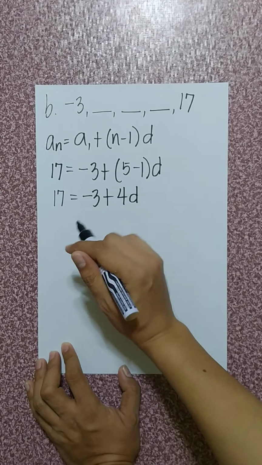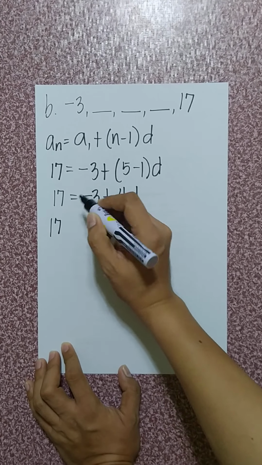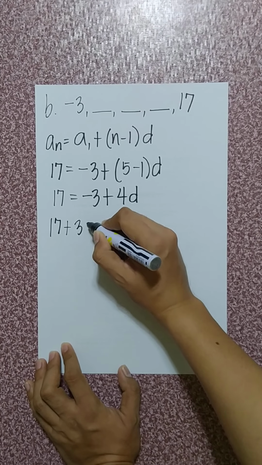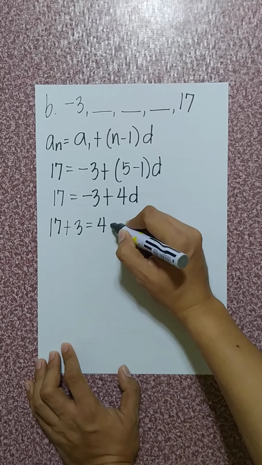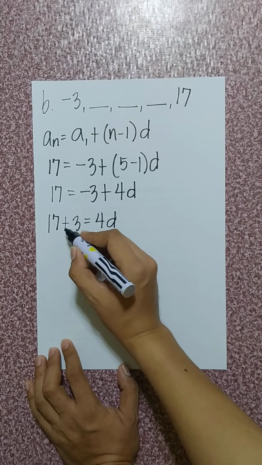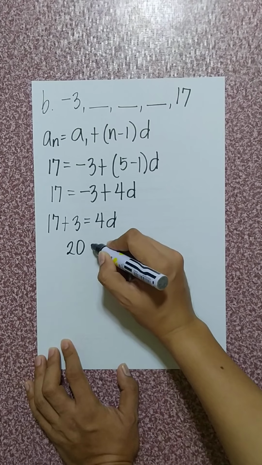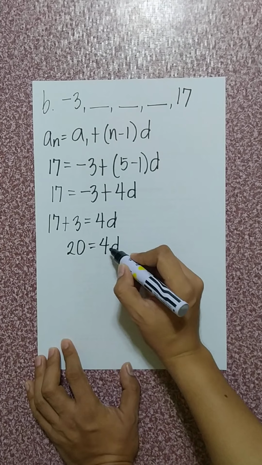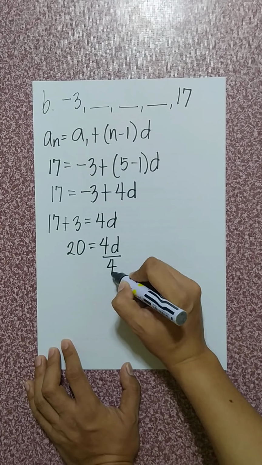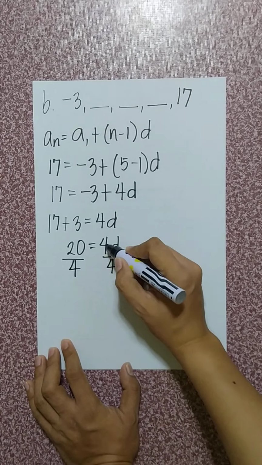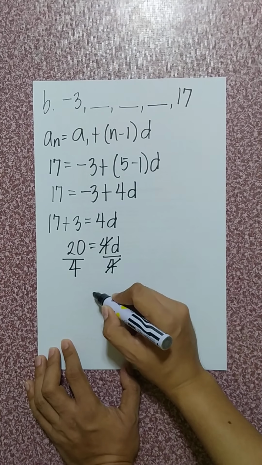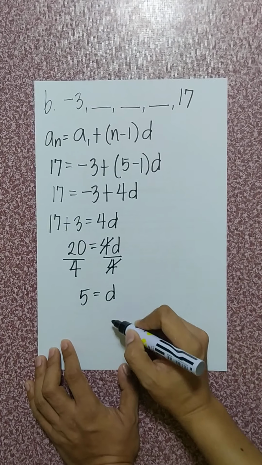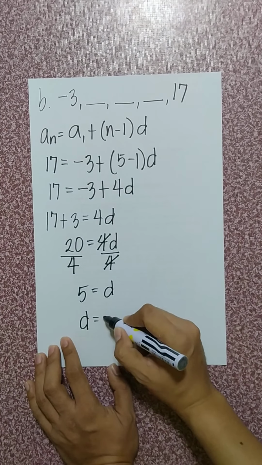Then, again, transpose negative 3. So, we have 17. Again, by concept of transposition, this is negative. Pag nilipat, magiging positive 3 equals 4d. So, we have 17 plus 3 is 20 equals 4d. Again, we're looking for d. We need to eliminate 4 simply by dividing both sides by 4. So, we're going to cancel 4. We have d. Then, on this side, we have 20 divided 4, we have 5. Again, by symmetric property, we can write d equals 5.